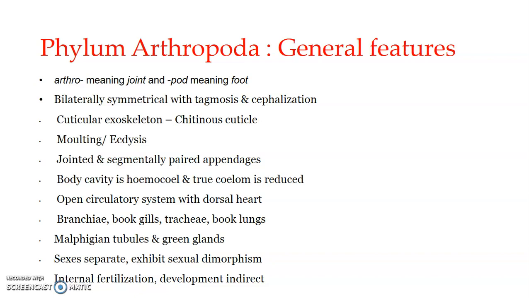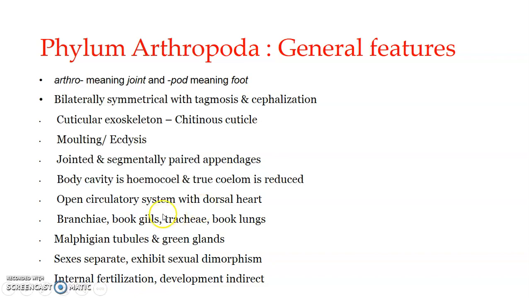Respiration, circulatory system: it is open type, an open circulatory system with a dorsal heart. Open circulatory system in the sense the blood flows through open spaces like sinuses and lacunae.